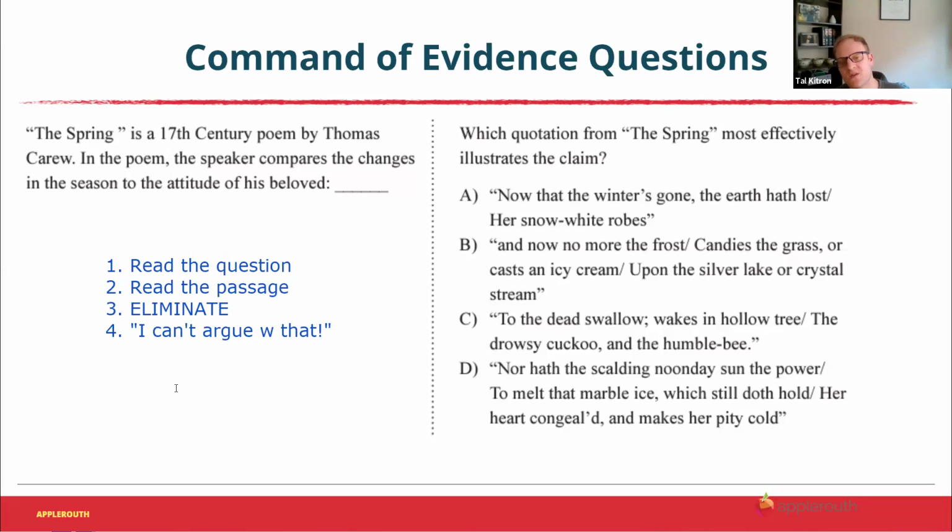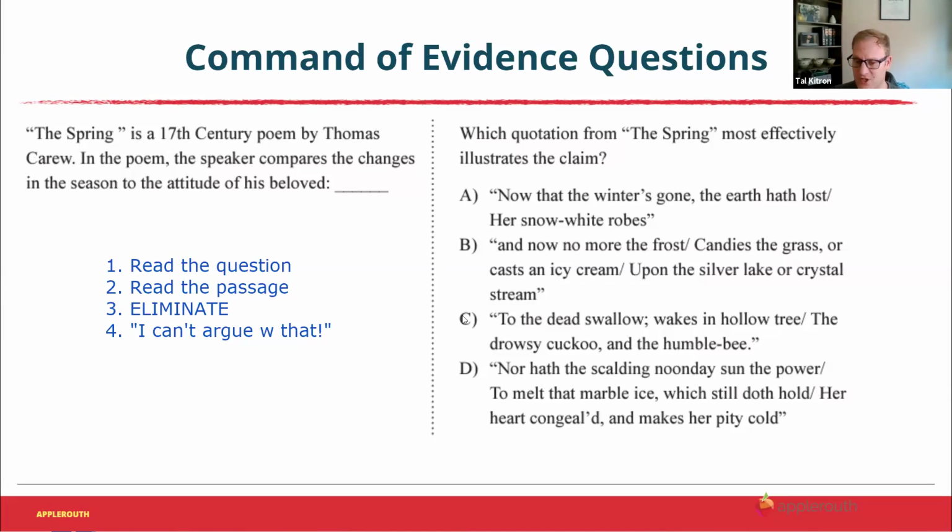So here our job is which quotation most effectively illustrates the claim. So we've got to figure out what the claim is. Here it says, in the poem, The Spring, the speaker compares the changes in the season to the attitude of his beloved. So comparing nature and changes in season to a person's attitude. This question's super hard because all these quotes are very kind of 17th century. And we will see command of evidence questions with graphs as well, but I tend to think these are often harder.